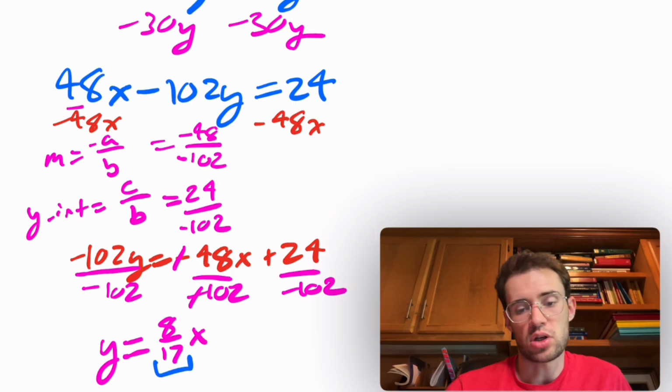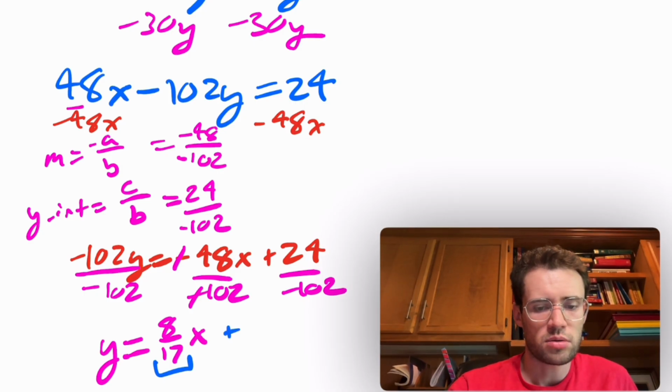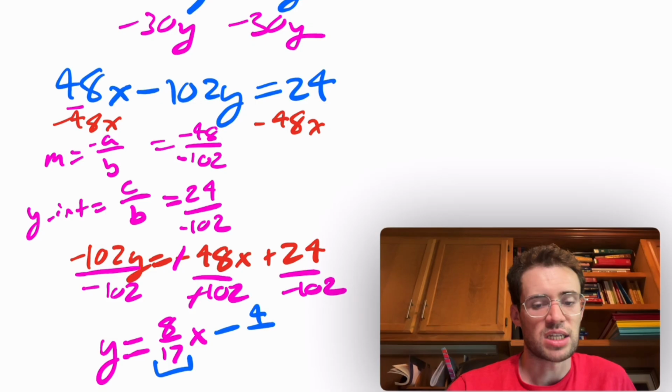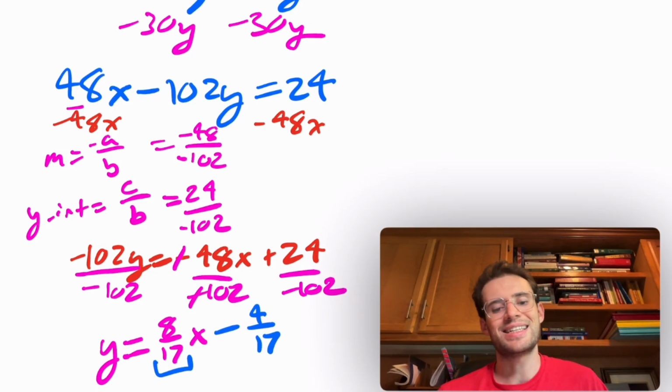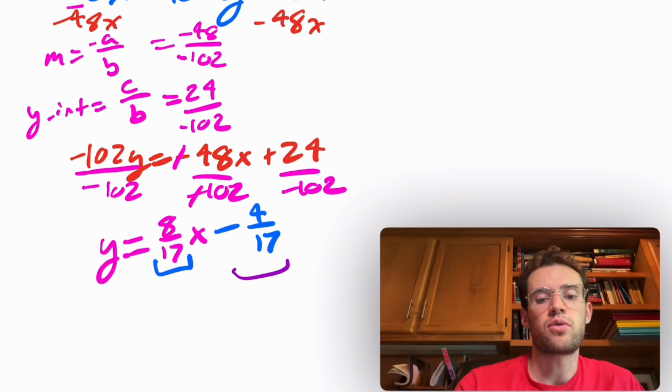And then 24 is also a multiple of 6. So we could do 24 divided by 6 is 4. And this should be minus actually because we have a positive divided by a negative. 102 divided by 6, as we said, is 17. All right, so we get y equals 8/17 x minus 4 over 17. So our y-intercept is negative 4 over 17.